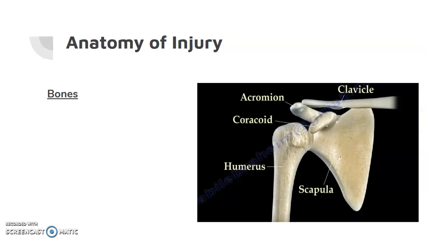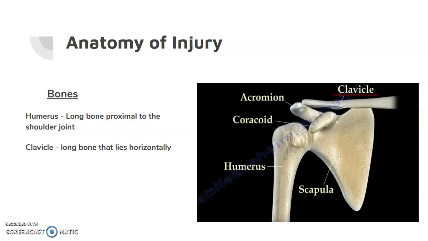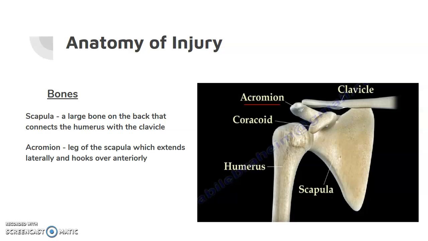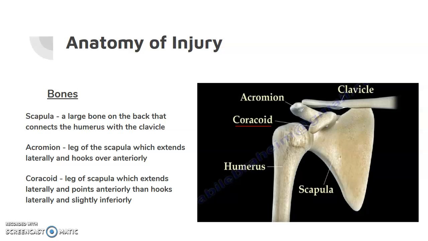The bones that are involved are the humerus, a long bone proximal to the shoulder joint; the clavicle, a long bone that lies horizontal and is commonly referred to as the collarbone; the scapula, a large bone on the back that connects the humerus with the clavicle, also known as the shoulder blade; the acromion, a leg of the scapula which extends laterally and hooks over anteriorly; the coracoid, a leg of the scapula which extends laterally and points anteriorly, then hooks lateral and slightly inferior.